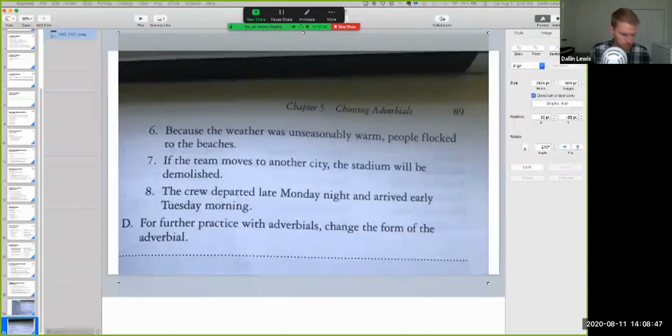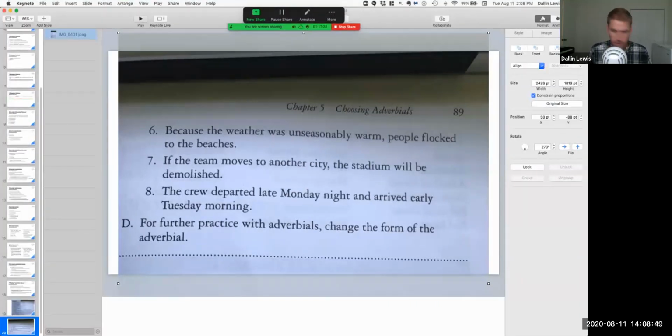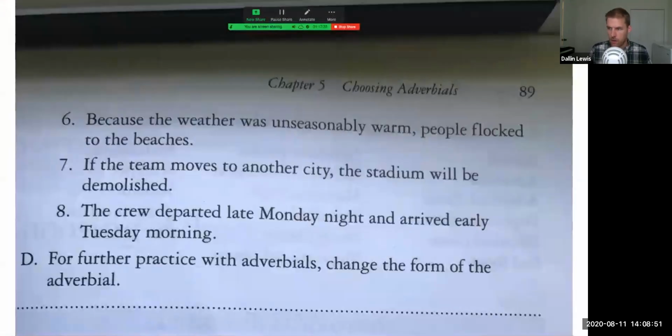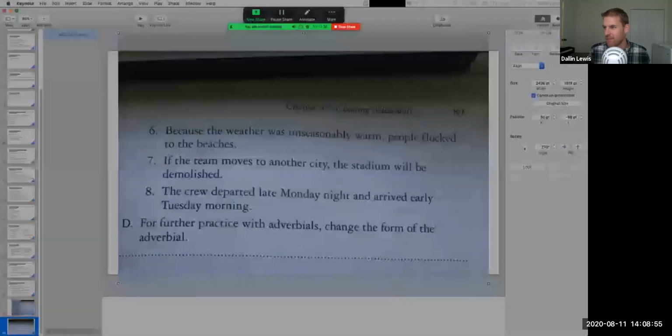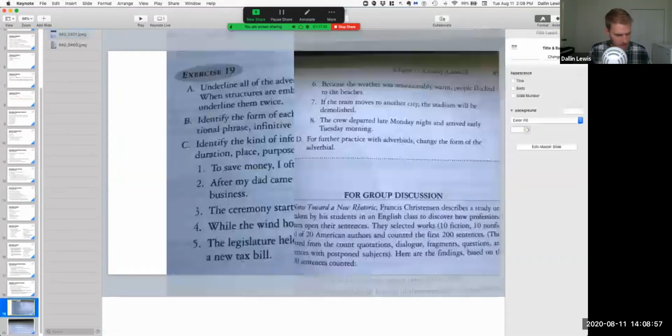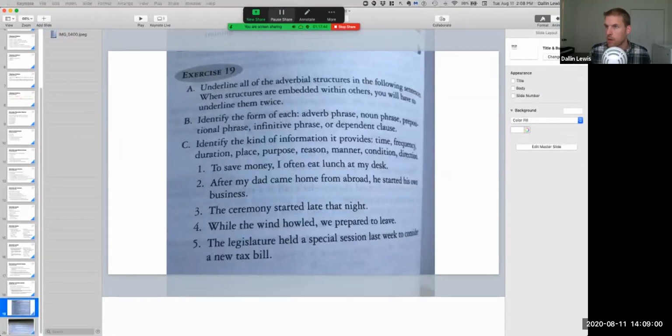Okay, there we go. So we're basically looking at these different sentences and figuring out, oops, fix that. You're getting a little peek behind the curtain, as it were. Okay.